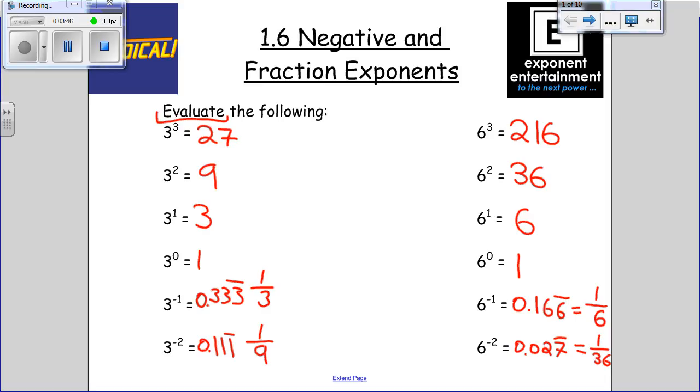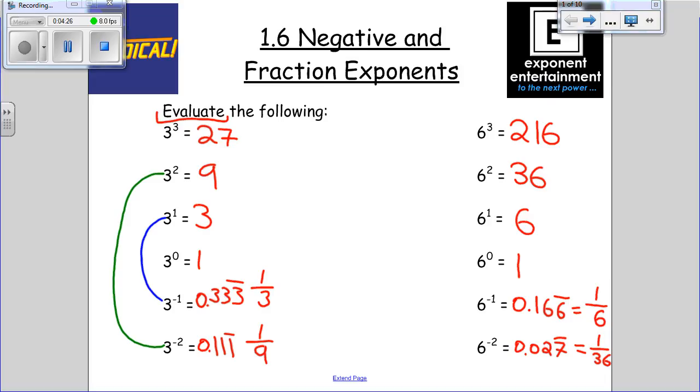Now, we're going to look at these negative exponents to see if we notice any sort of trend. Does anybody notice anything? Jeff? Yeah, it's the same as what you had before. It's just now it's divided by, like it's 1 divided by that number. So if you look at these things right here, 3 to the power of 1 was 3. 3 to the power of negative 1 was just 1 over 3. Look right here. 3 squared was 9. 3 to the power of negative 2 was 1 over 9.